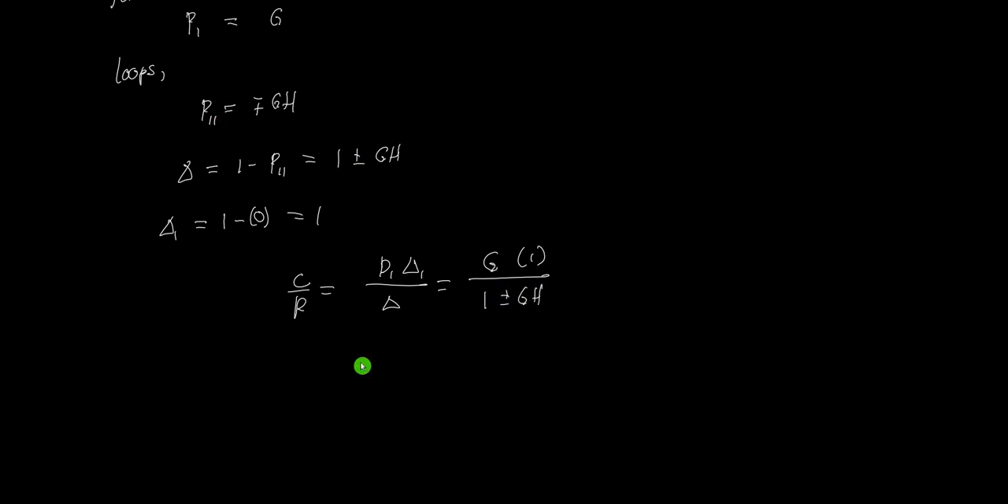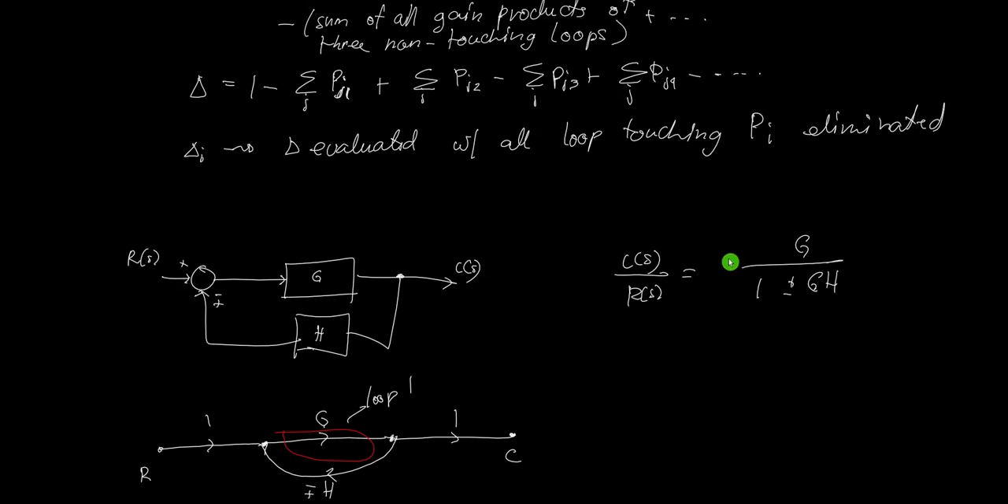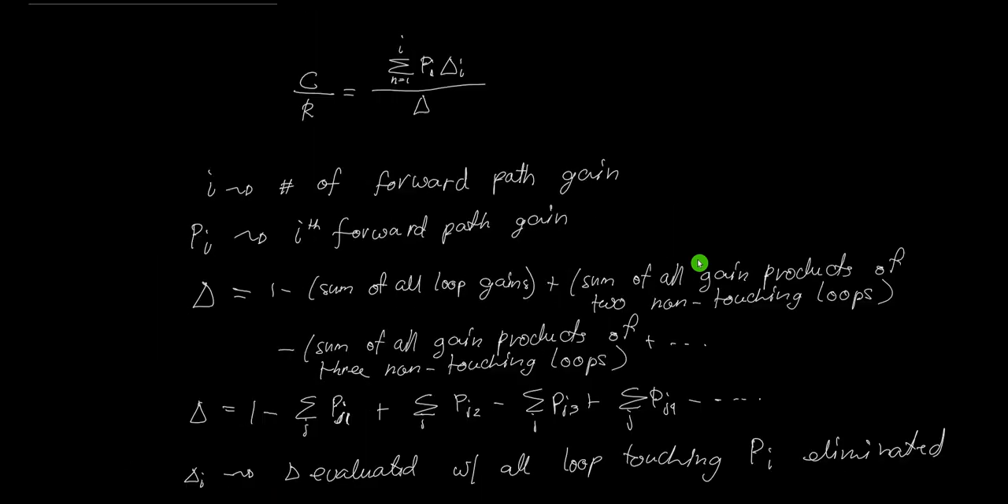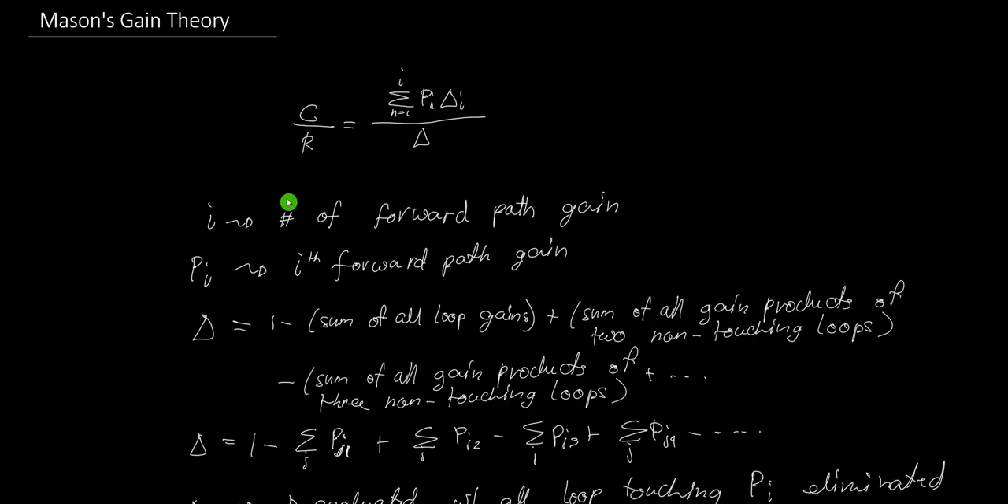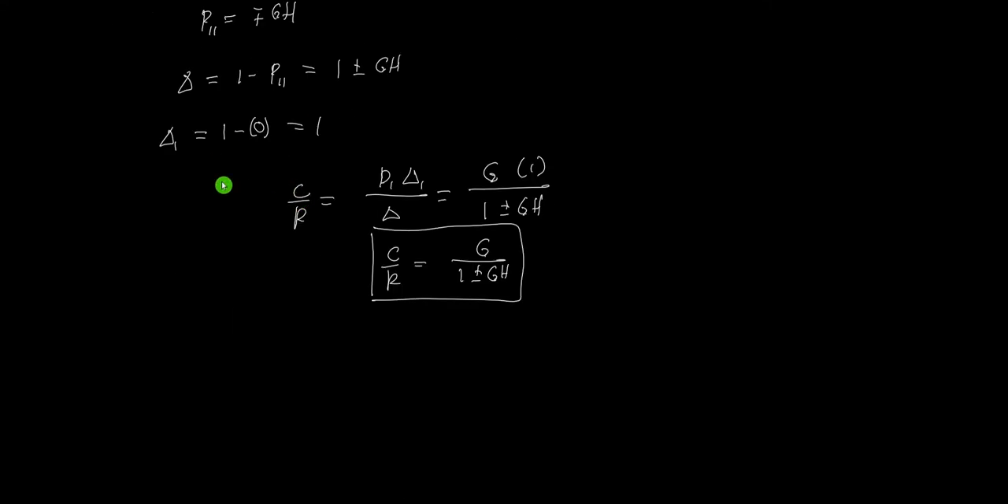minus G times H. Therefore, C over R is equal to G all over 1 plus minus G times H. And it's the same thing as our canonical form in block diagram. So that's how we do Mason's gain formula. Now let's take a more complicated example, the one that we did from our previous discussion.